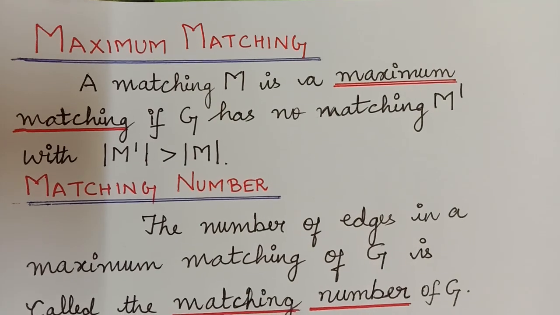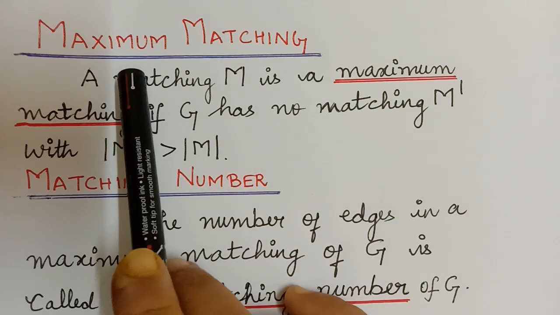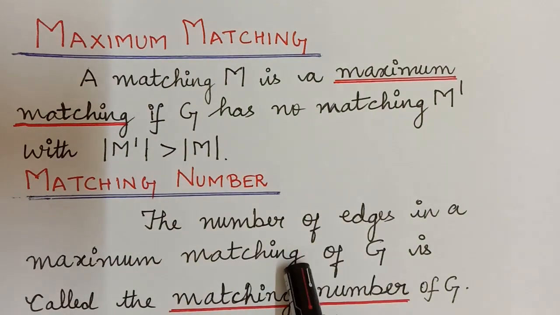Hello students. In our previous video, we learnt about matching in graph theory, where we saw that a matching M is a subset of the edge set where two edges will be non-adjacent to one another. Now let us learn about maximum matching and matching number in this video.